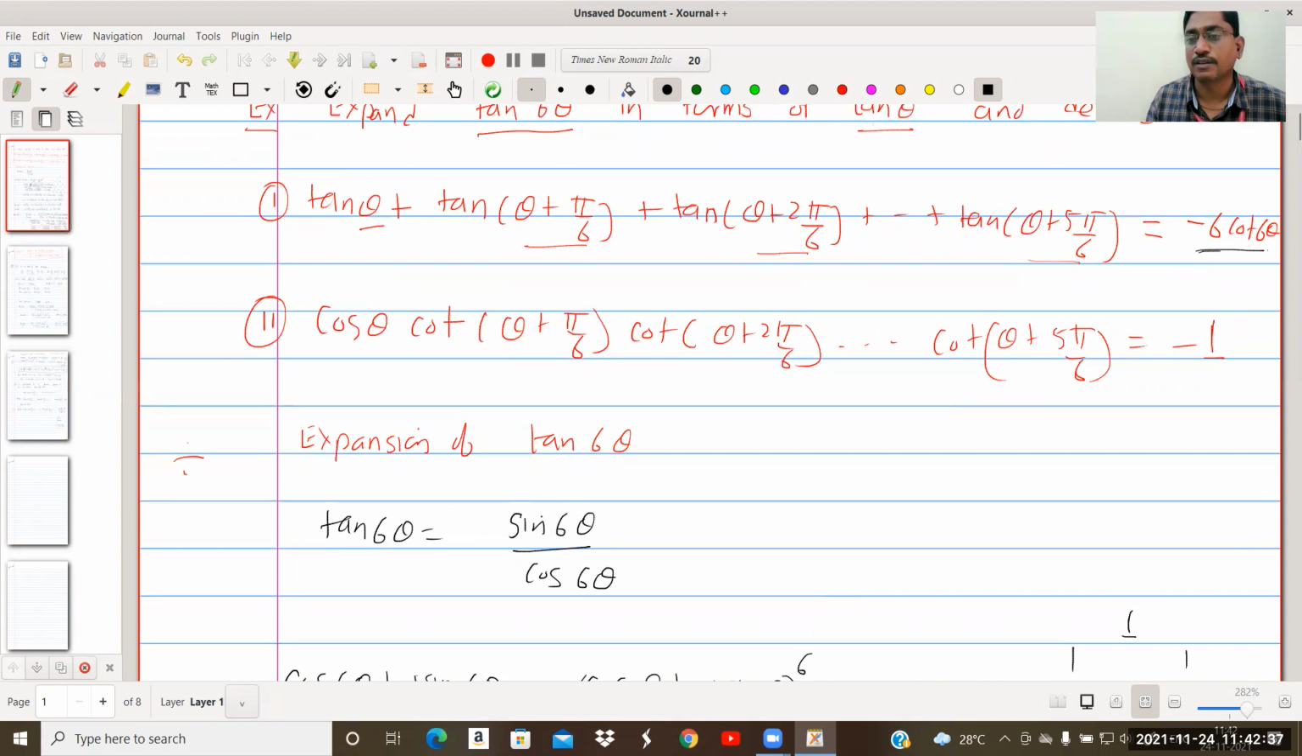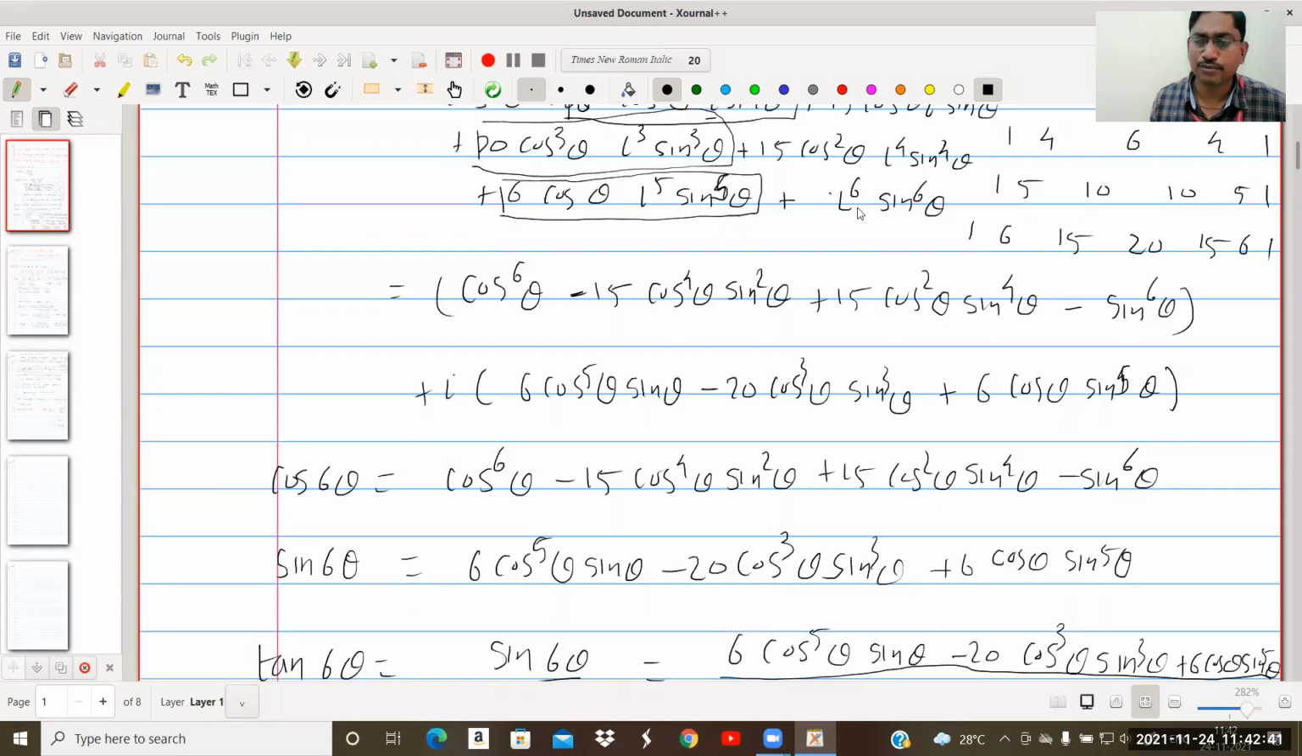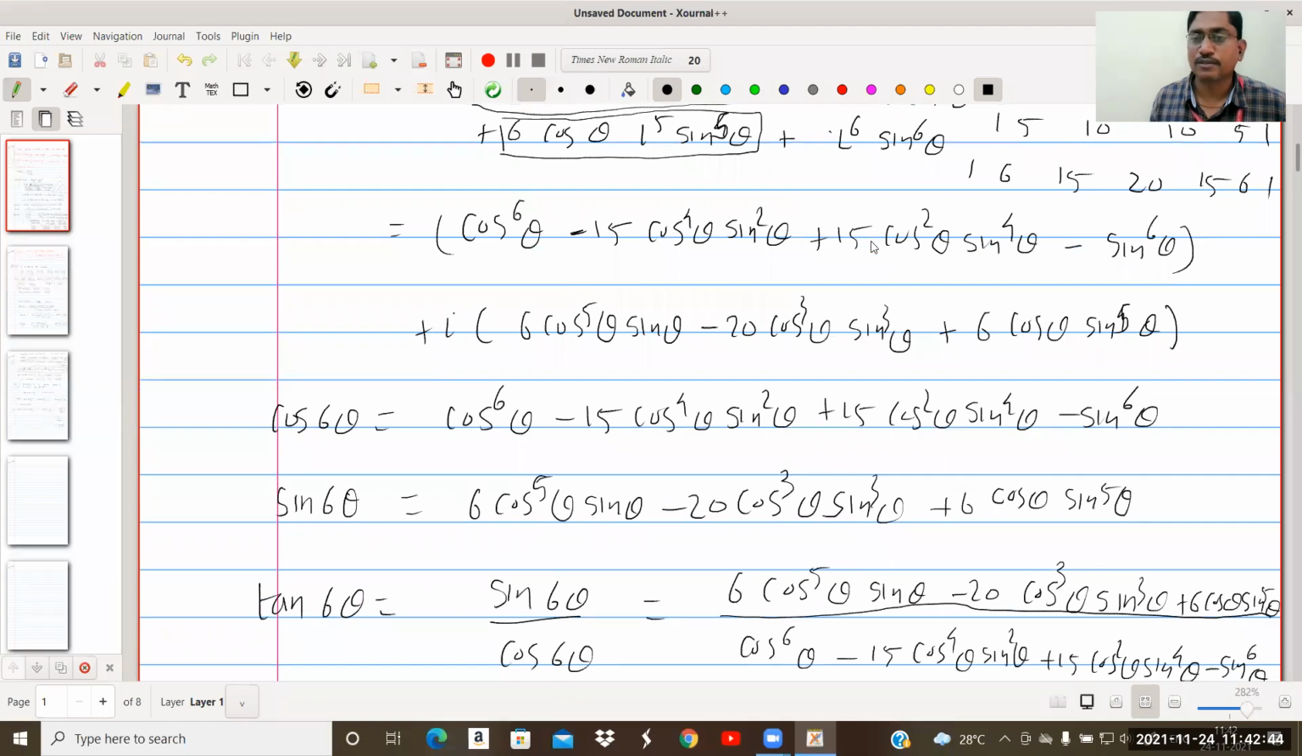Minus 6 cot 6 theta, that we have proved. Now what about the product of roots? There is a formula for sum of the roots and product of roots.